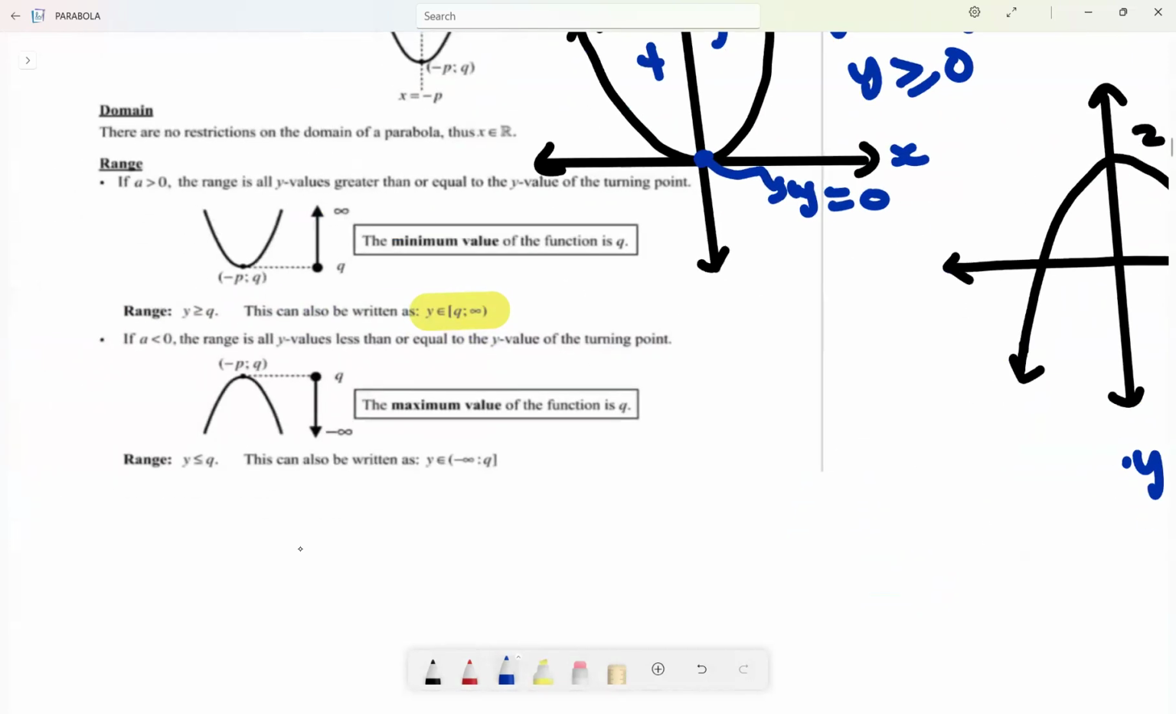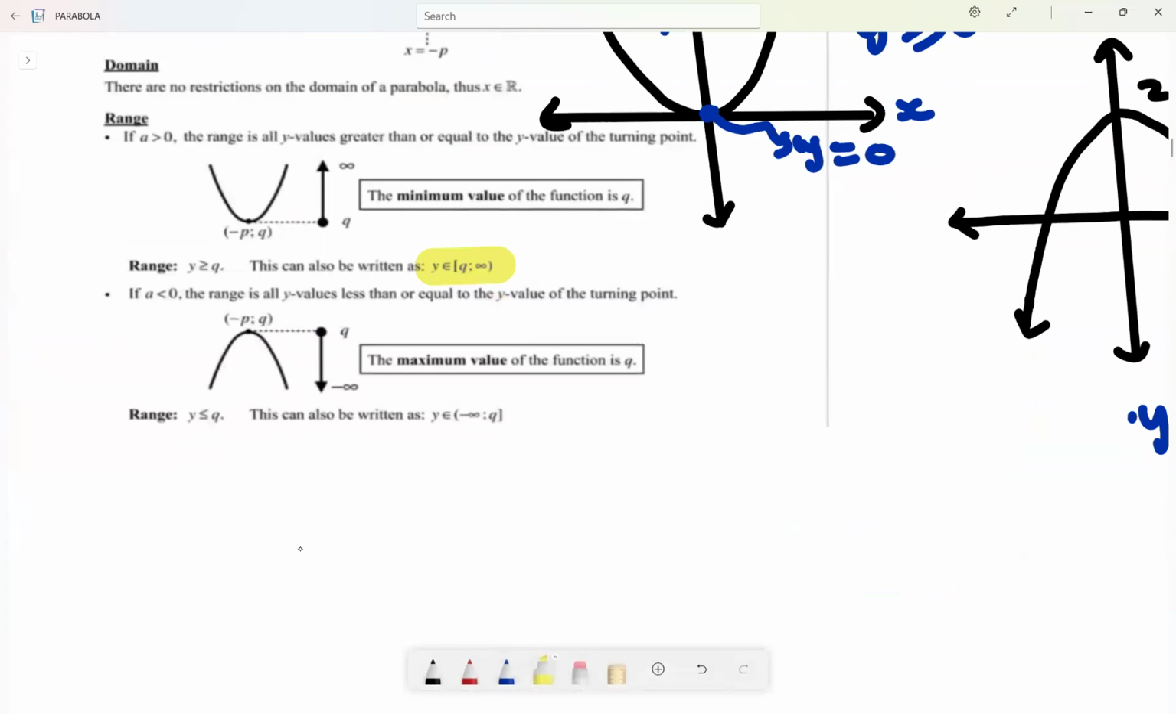Okay, yes. Then when the value of a is less than 0, where we have our maximum value, we're going to say our graph starts from where? From negative infinity. And as we go up with our graph, it reaches this point. So it starts here at negative infinity.